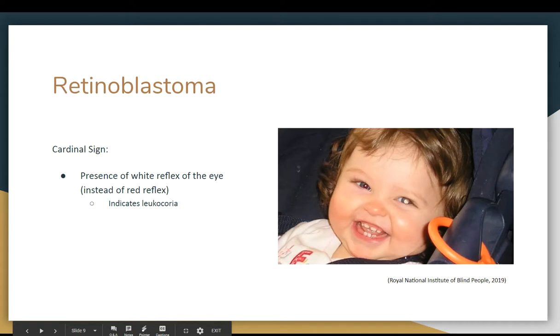Retinoblastoma is a tumor that can cause an abnormal reaction in the eye. You can see here in this picture that when the light is flashed at the patient, the right eye is having a normal red reflex, but the left eye is having a white reflex. This is called leukocoria, and it indicates that there's a presence of a tumor. So this needs to be referred to ophthalmology right away. The key red flag warning sign here is the absence of a normal red reflex.